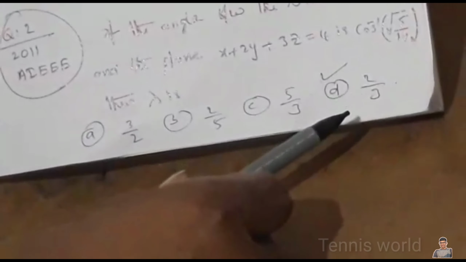Then what is the option here? So the option will be 2 by 3, the fourth option.